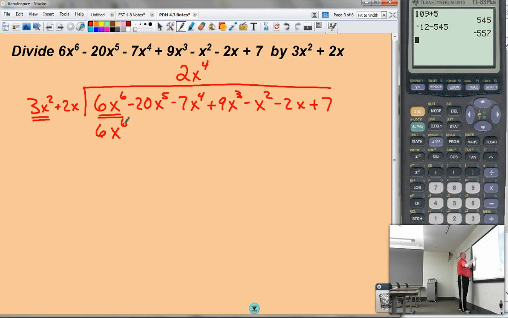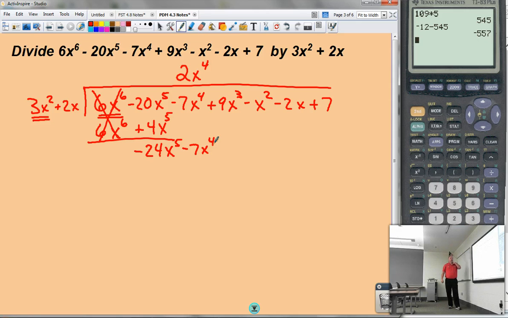And then 2x to the 4th times 2x is plus 4x to the 5th. Okay? And then I'm going to subtract. The 6x to the 6 will cancel out. Negative 20 minus 4 is negative 24x to the 5th. Now here, to save time, I'm not going to write the whole polynomial every single time, but I am going to bring down the next number, which here would be minus 7x to the 4th. Okay? So, we get to the next one.